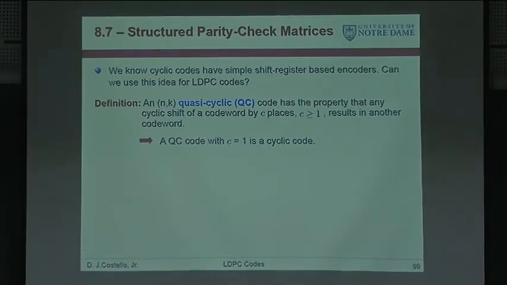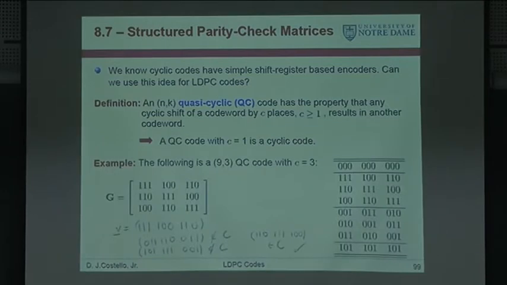So quasi-cyclic codes in particular, a quasi-cyclic block code is a code which has the property that any cyclic shift of a code word by some number of places results in another code word. So a cyclic code is just if C is equal to 1, we have a cyclic code. Otherwise, any code word you have, if you just cycle it by one position, it must still be another code word.